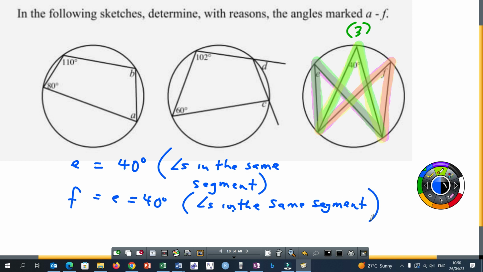Alright, so this is pretty simple. So on the next page I'm going to move on to a more complex question.